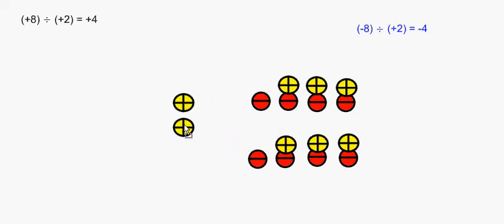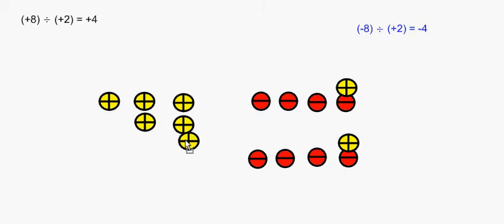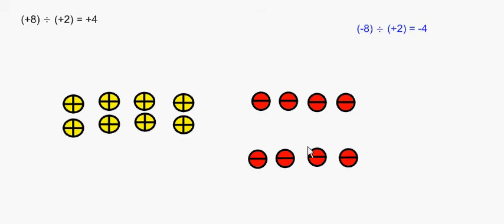So if I take one group away, I take another group away, I take another group of positive 2 away, and I take away another group of positive 2, I will be left with negative 8. So the question says, if I have negative 8 and I want to divide by positive 2, I didn't add 4 groups, I took away 4 groups, and that's what my answer is going to be, negative 4. I took away 4 groups of positive 2, there they are, and it left me with my negative 8.